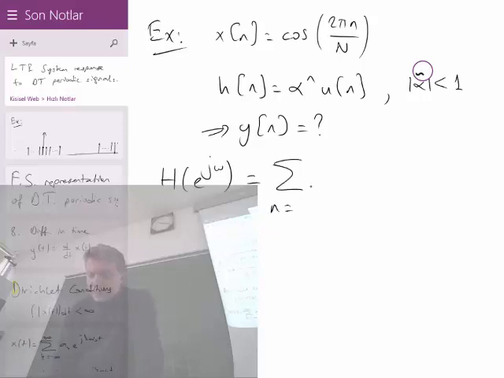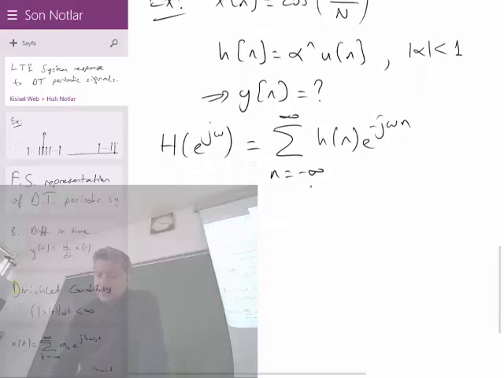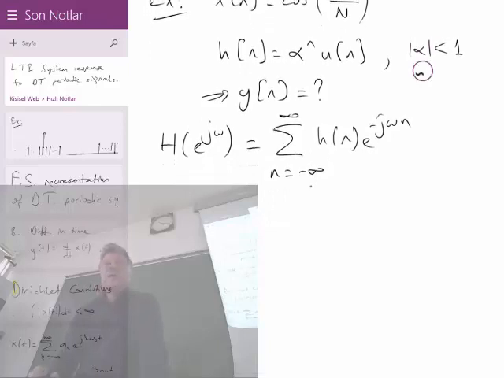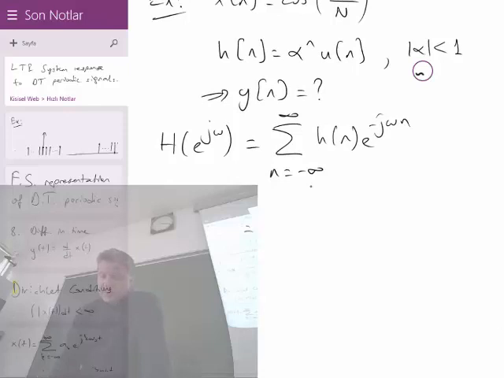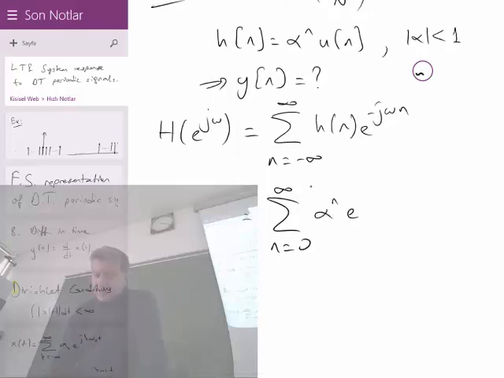Summation n from minus infinity to infinity h of n e to the minus j omega n. This is our formula. Now h of n is alpha to the n u of n. Because of this u of n, the summation starts from 0. Right? Because before 0, h of n was 0. And now I can replace h of n with alpha to the n u of n, but the range is already from 0 to infinity, so let me write only alpha to the n, and then e to the minus j omega n. Do you remember what I have told you in the previous hour?